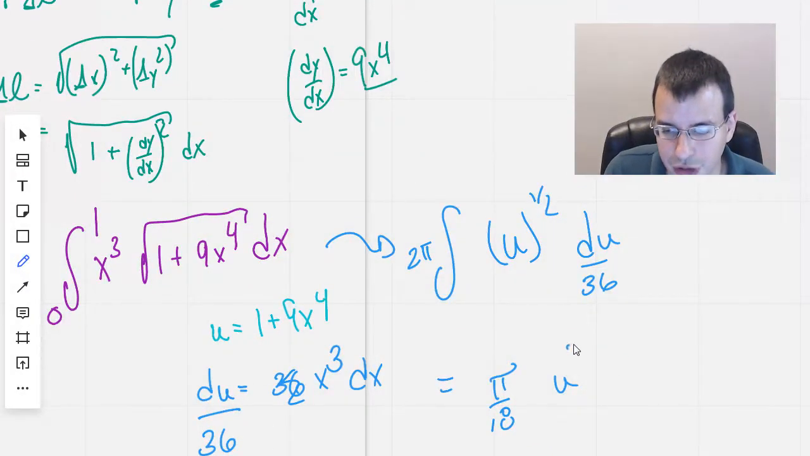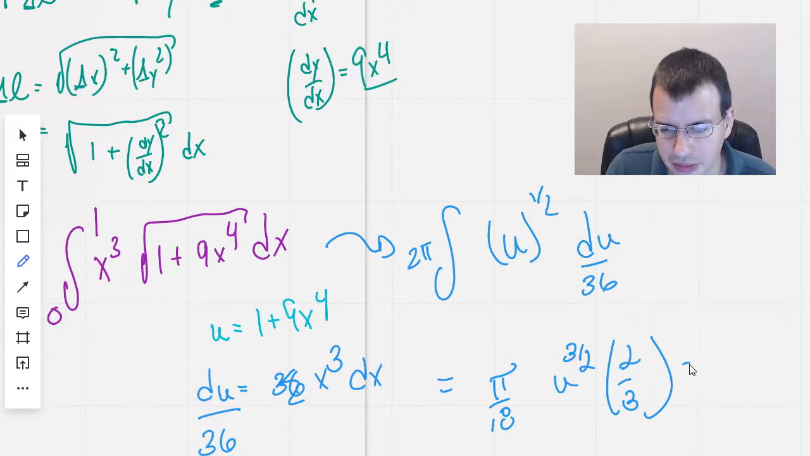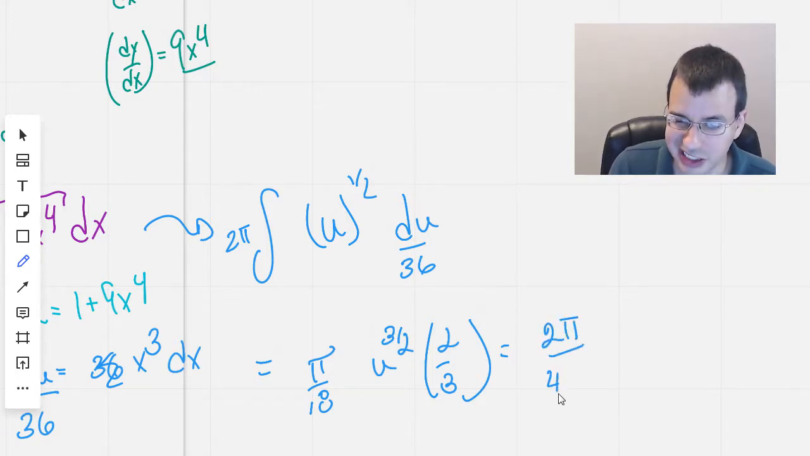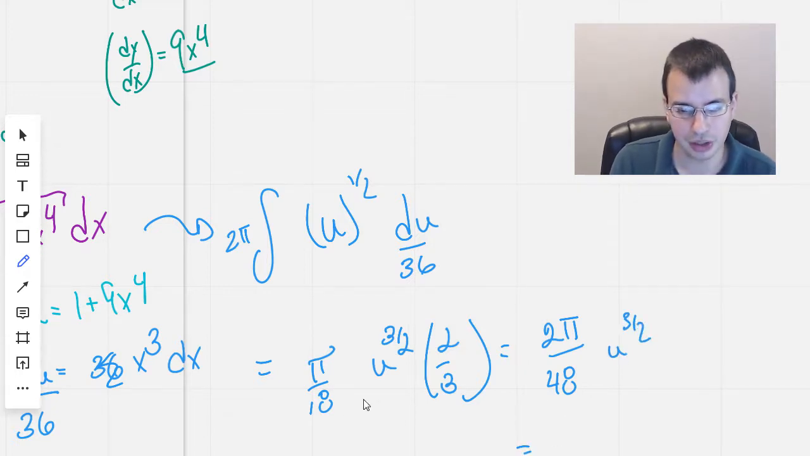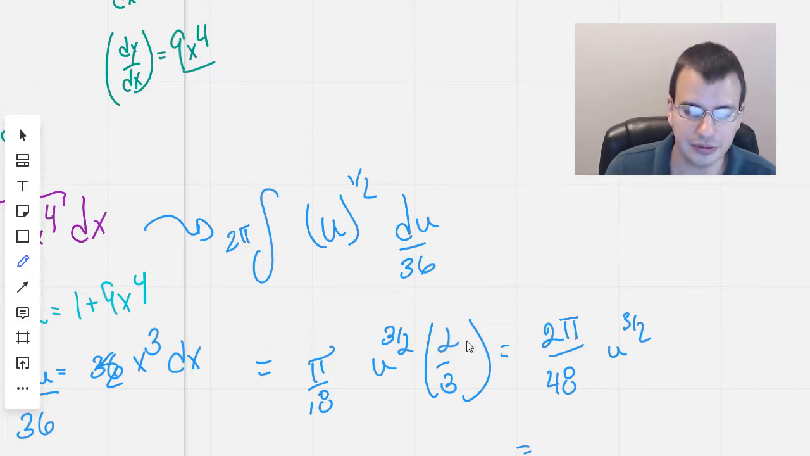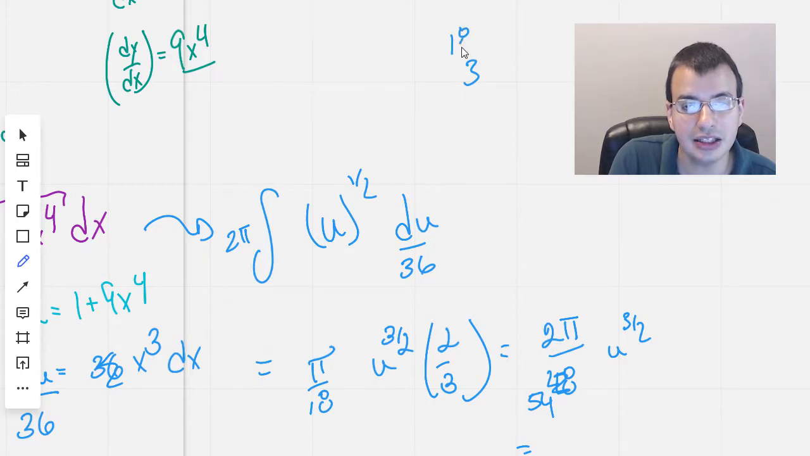So 1/2 plus 1 is 3/2, multiplied by 2/3. Seems reasonable. And so we're left then with 2 pi over 48 u to the 3/2, which equals 3 times 8. Is that 48? I think it's more like 3 times 8 is 24. I think it's more like 54. 3, 18, 4, 2, 3, 54. Yep.